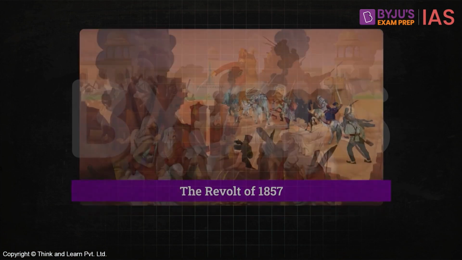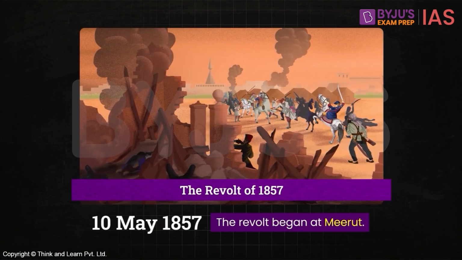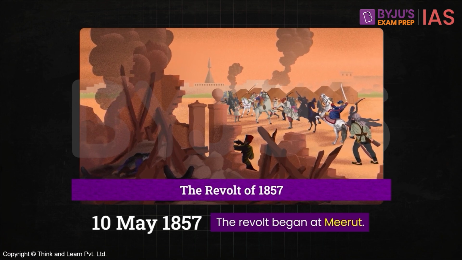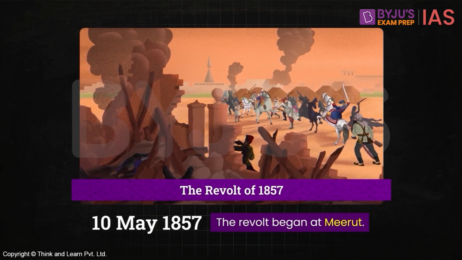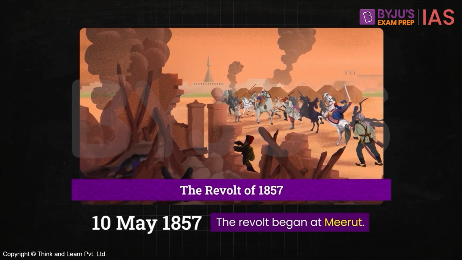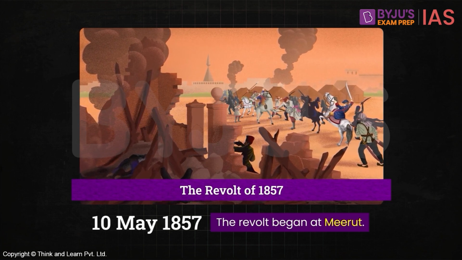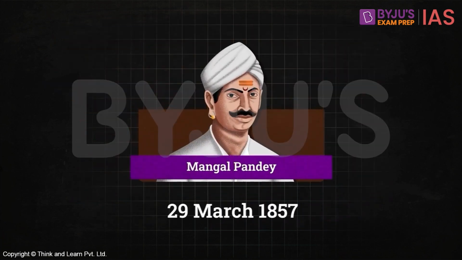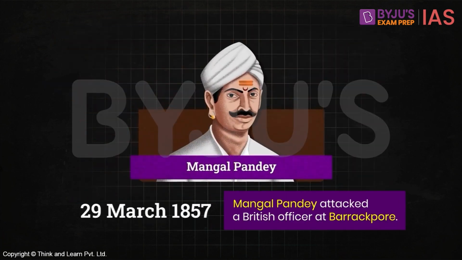The revolt began at Meerut on 10th May 1857, and the immediate cause was the refusal by sepoys to use the greased cartridges in Enfield rifles provided by the British Army. Before this, Mangal Pandey, a sepoy of the 34th Native Infantry, attacked a British officer at Barrackpore on 29th March 1857.